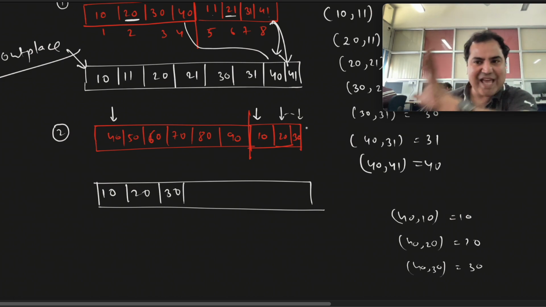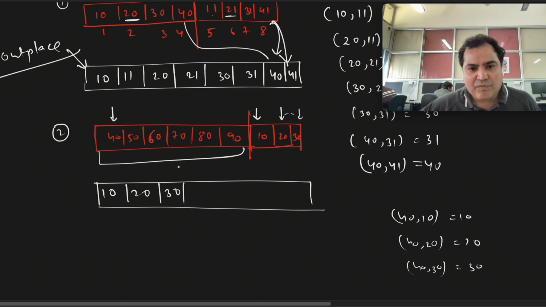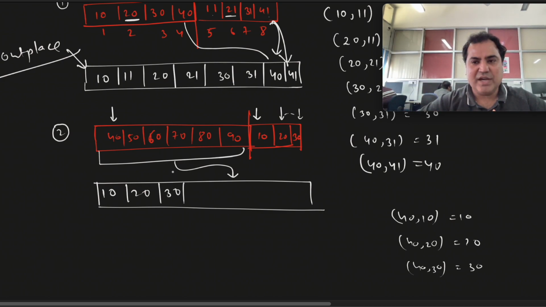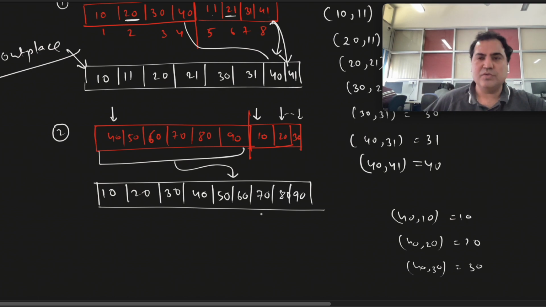Now the right side array has been finished. So now 40, the left side array, will move as it is to the right side, because there are no elements left to compare with. So first we have sorted, then we take the left side and put it as it is. It will automatically get sorted. So this was what I was referring to.